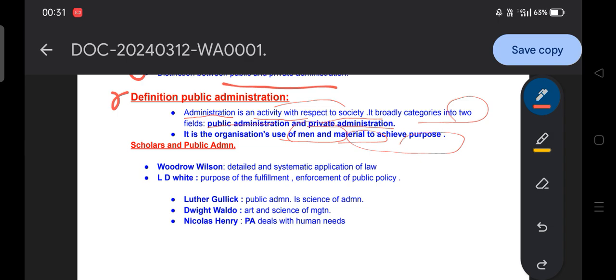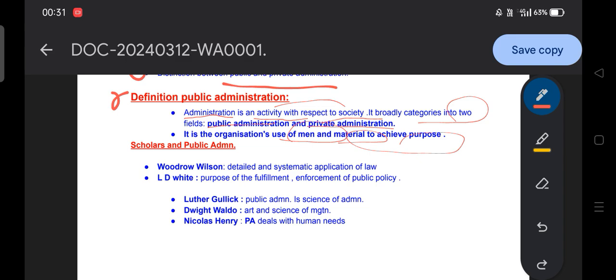Say for example, in your college or institution, there are employees like teachers, and different resources, be it your laboratory, your smart class, and infrastructure available to achieve certain goals, that is to make you assistant professors or to clear the SSB lecturer exam. In every organization, man is involved, including material also, to achieve the purpose. So that is how public and private administration differ with respect to organization.